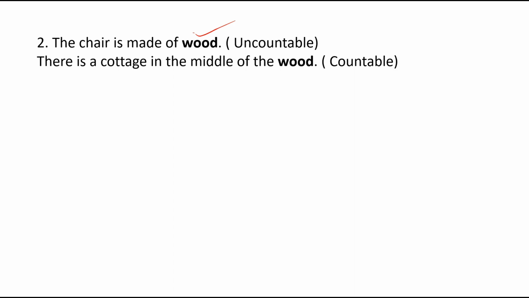But in the next sentence, there is a cottage in the middle of the wood. Here wood is used as a common noun. Okay, so here the material noun is used as a common noun. We also know that when a proper noun, material noun, collective noun, or abstract noun is used as a common noun, it becomes a countable noun. So where is the cottage? The cottage is in the middle of the wood. It is a common noun, wood. Okay, so it is a countable noun.